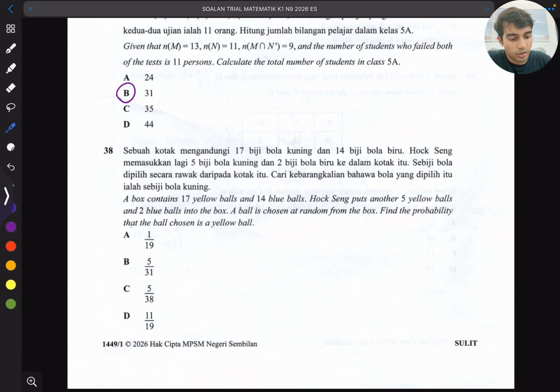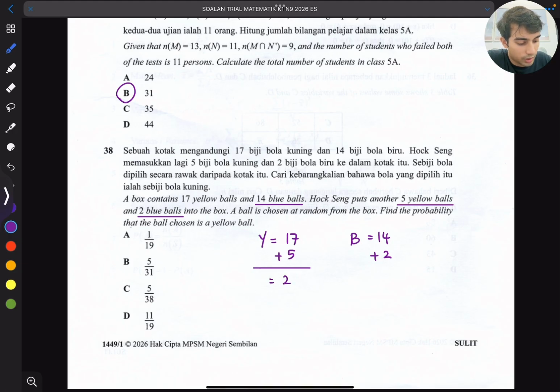38. A box contains 17 yellow balls and 14 blue balls. Hokseng puts another 5 yellow balls and 2 blue balls in the box. So now yellow we have 17 plus 5, 22. Blue we have 16. A ball is chosen at random from the box. Find the probability that the ball chosen is yellow.